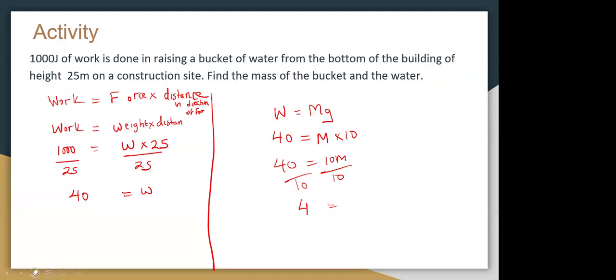But the SI unit for mass is kilograms. So now I will say that the mass of the water and the bucket is equal to 4 kilograms. Can I know through the chat whether we're on the same page?